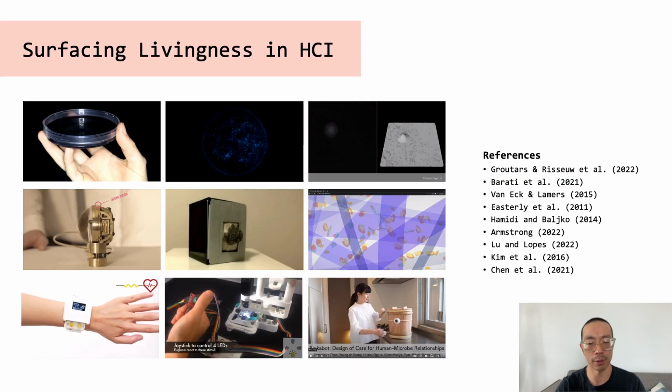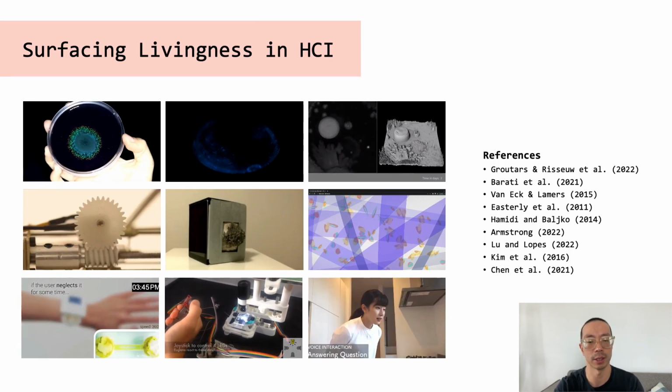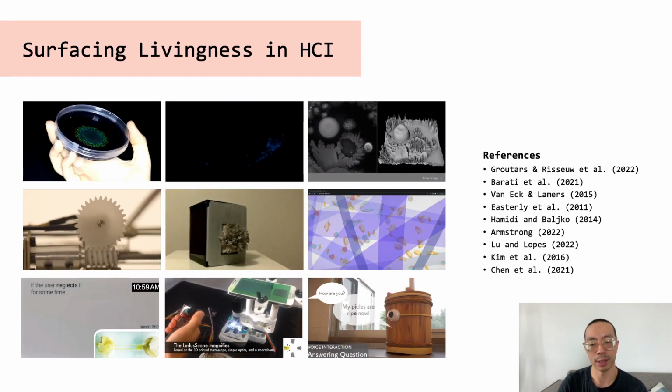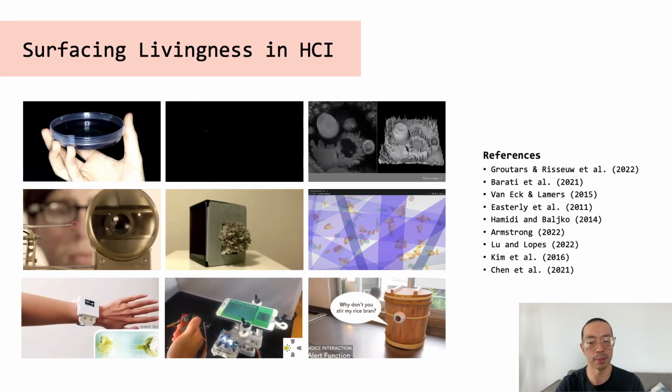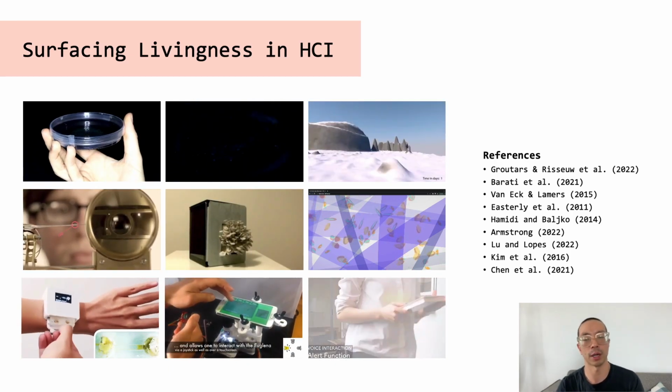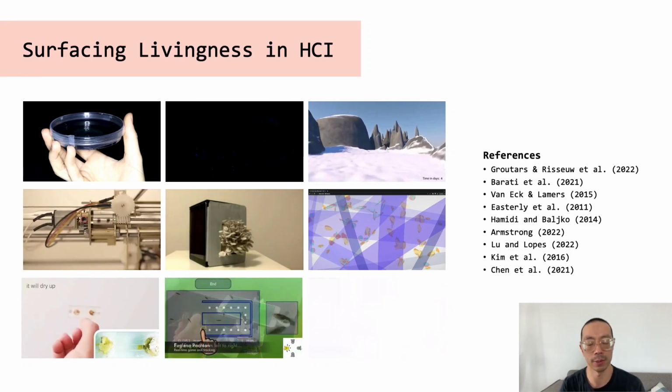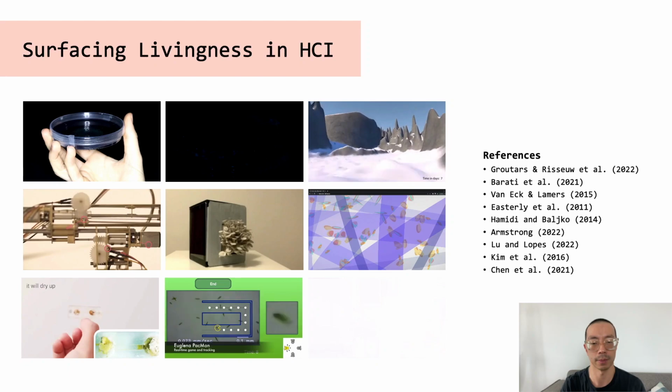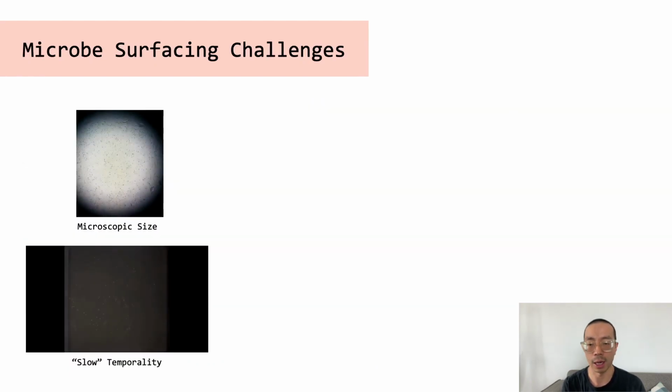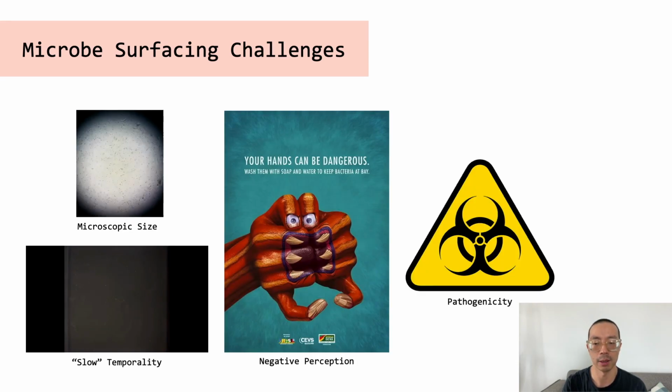Previous works in the field have shown that surfacing livingness can offer many advantages. It can communicate the functional status of living artifacts, whilst encouraging more empathetic and mutually beneficial interactions to form between the human and the non-human agents. That said, however, when it comes to life forms that are microscopic, surfacing their livingness can be challenging, which reduces our abilities to notice the organisms in sufficient and empathetic ways. Many of them often appear too small and too slow, while some are difficult to cultivate, are perceived negatively, and can be pathogenic.